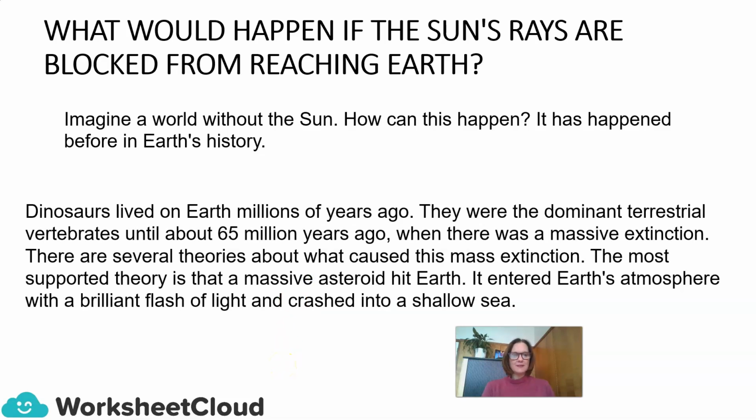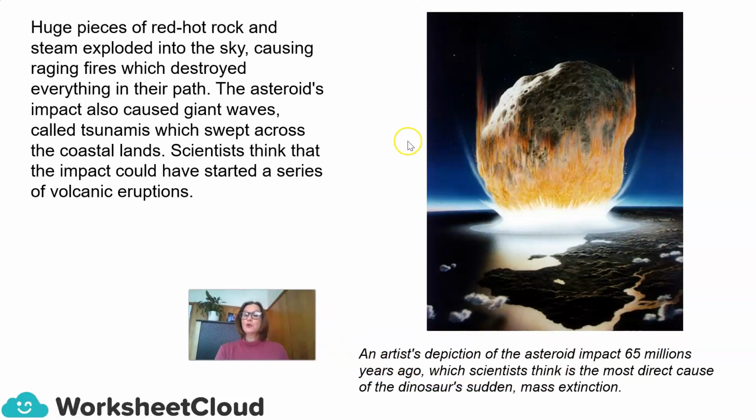Dinosaurs lived on Earth millions of years ago. They were the dominant terrestrial vertebrates until about 65 million years ago, when there was a massive extinction. There are several theories about what caused this mass extinction. The most supported theory is that a massive asteroid hit Earth. It entered the Earth's atmosphere with a brilliant flash of light and crashed into a shallow sea. Huge pieces of red-hot rock and steam exploded and caused raging fires, which destroyed parts of the land. The asteroid's impact also caused giant waves called tsunamis, which flooded the coastal lands.